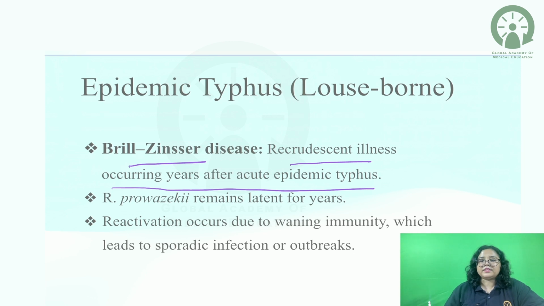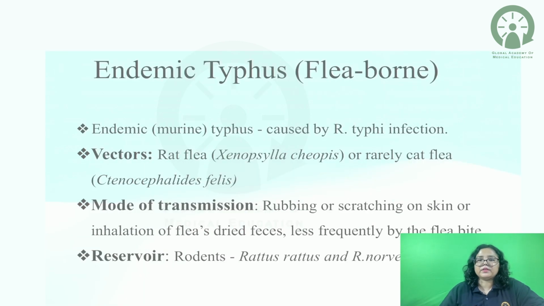The Rickettsia prowazekii remains latent for years, and reactivation occurs due to waning immunity, which leads to sporadic infection or outbreaks. So that was all about epidemic typhus. Now we have endemic typhus. So I told you the mnemonic to remember was ENT, endemic typhus.